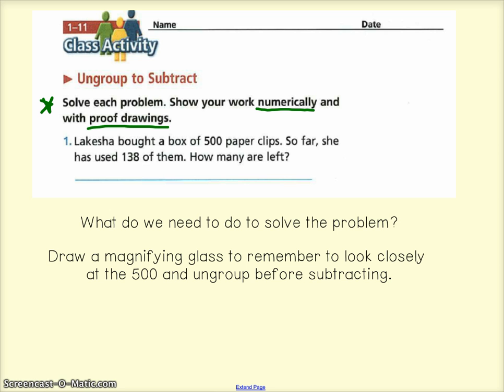Let's remember to draw a magnifying glass to remember to look closely at the 500 and ungroup before we subtract. So let's draw that magnifying glass. Remember, this will help us to remember that we need to look closely at this. And when I see that there's zeros in the tens place and the ones place, that's making me start to think I'm going to have to do some ungrouping for this problem.